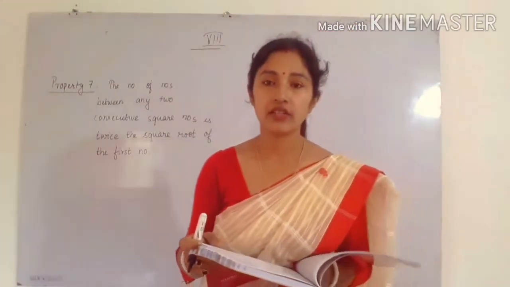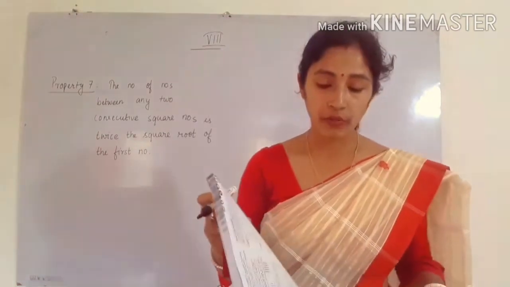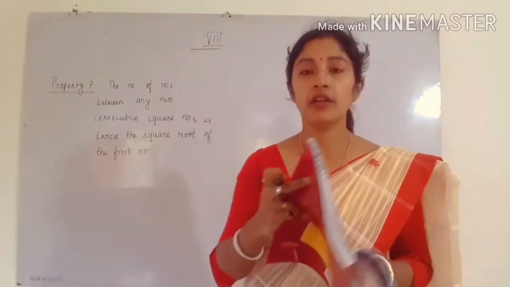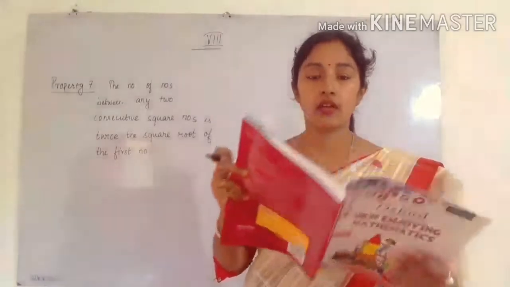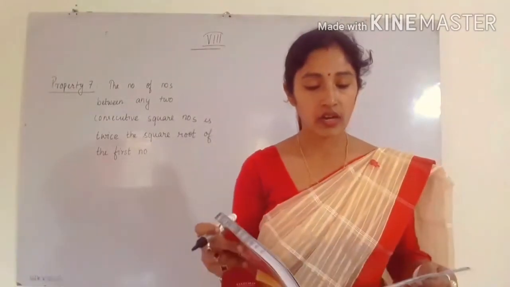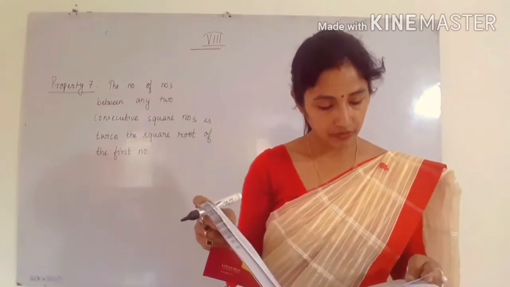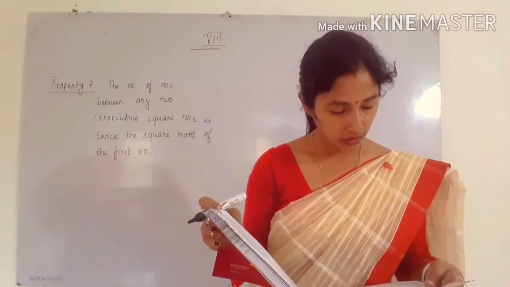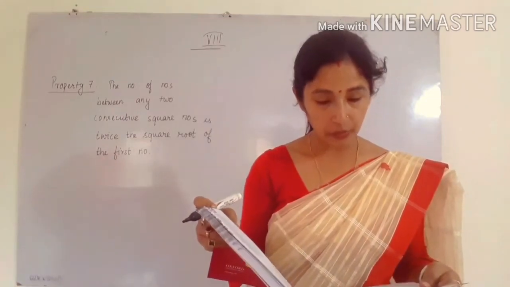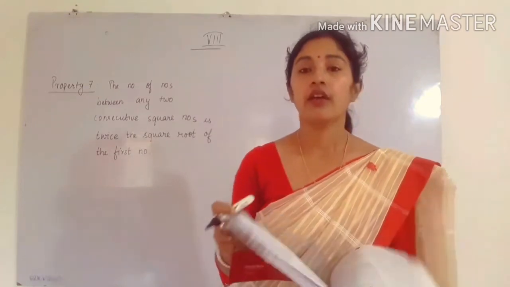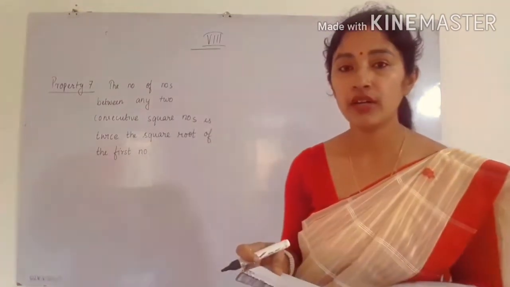Already in my previous lecture I have discussed some properties of a square number. I have started the new chapter, that is squares and square roots, chapter number 3, in which I have discussed up to property number 6. So now today I will discuss from property number 7.